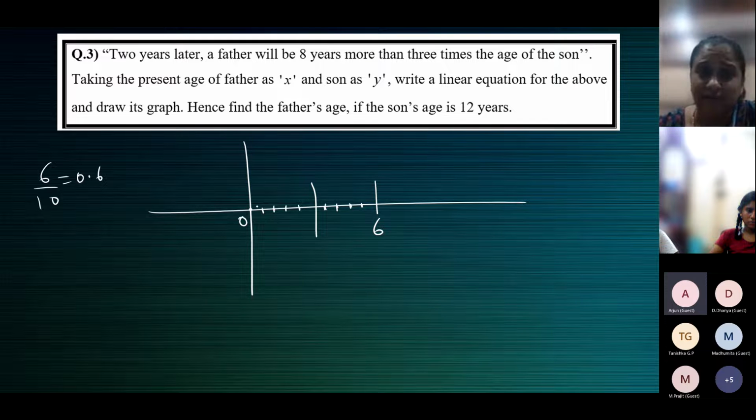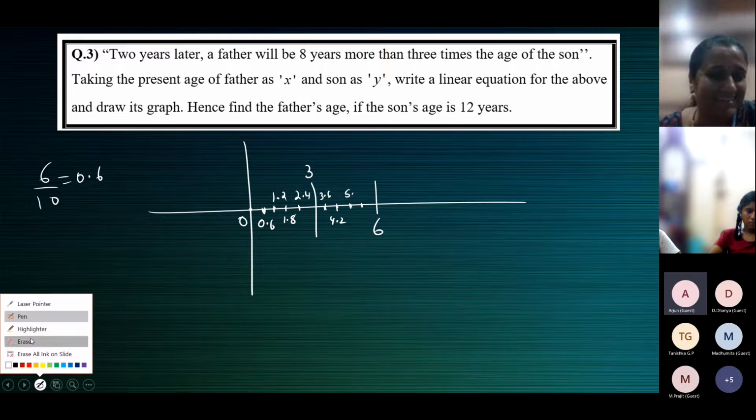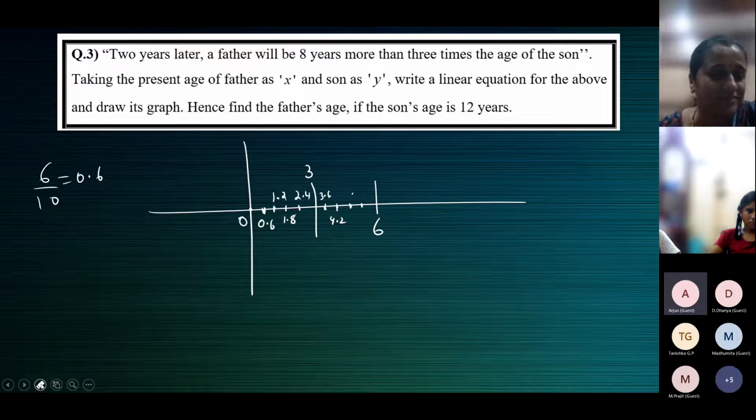Now see here. I'm bad at tables. Please help me. This is 0.6. This is 1.2. This is 1.8. This is 2.4. This is 3. This is 3.6. This is 4.2. This is 5... 4. See, I said I'll go wrong. This is 4.8. This is 5.4. And this is 6. How we understand the value of the subdivisions between 0 and 6 is what we are seeing now.